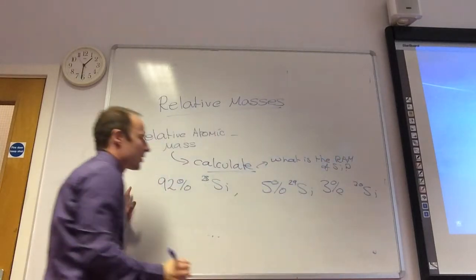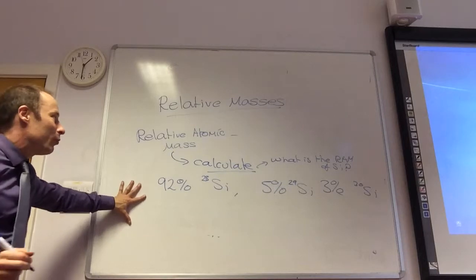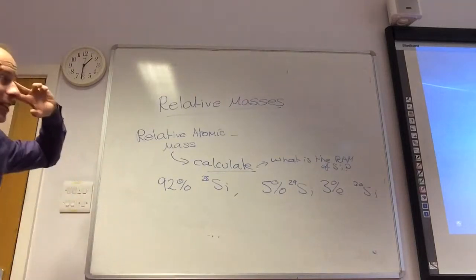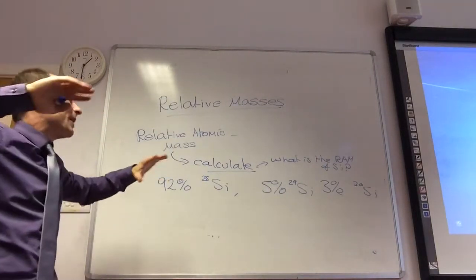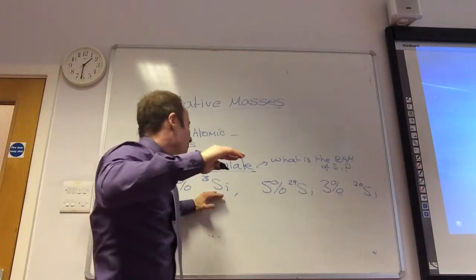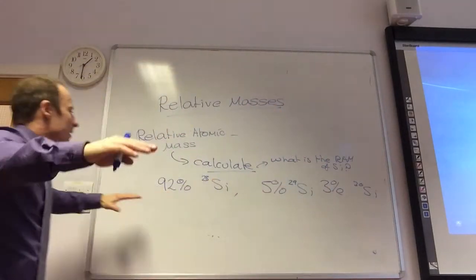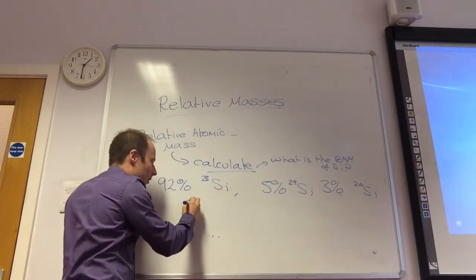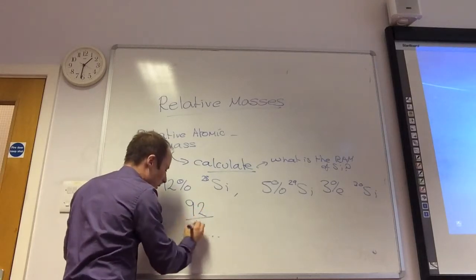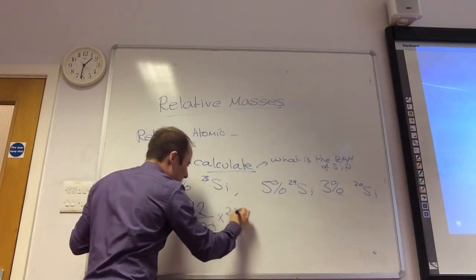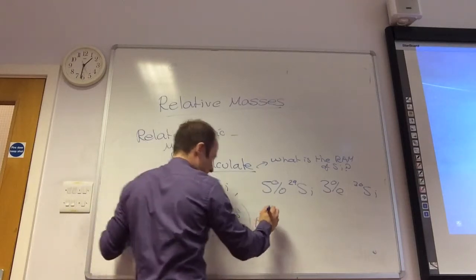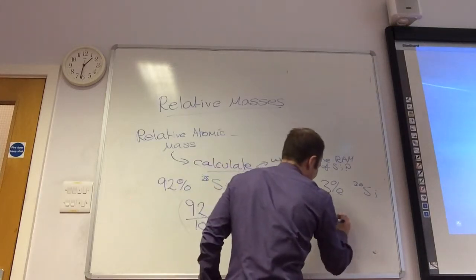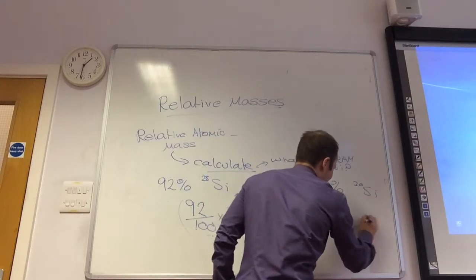So again, typical question. How do we do this? Remember, relative is the weighted mean mass. As a baseline figure, is it going to be nearest 28, 29 or 30? 28, because it's the majority. How do we do it? Over 100 because it's a percent, times the isotope. So 92 over 100 times 28, plus 5 over 100 times 29, plus 3 over 100 times 30.